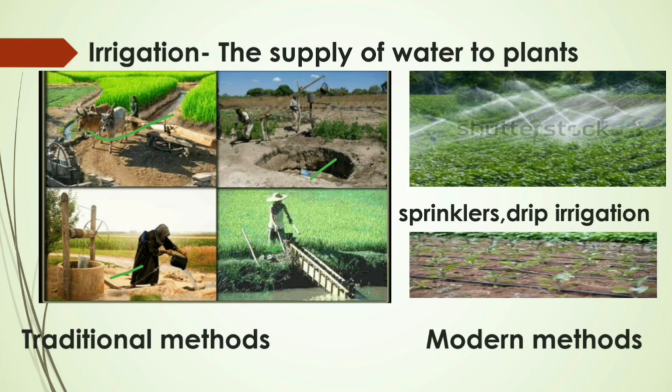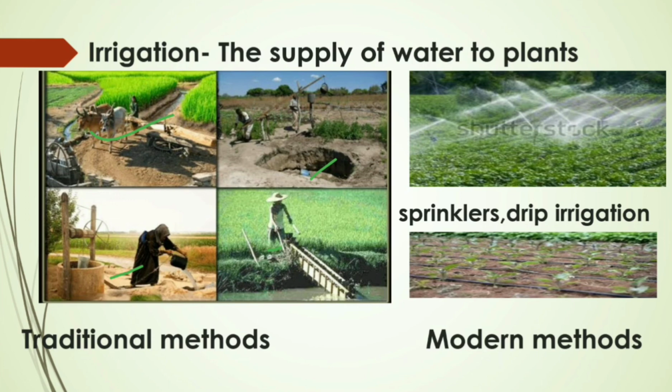So these are the older methods of irrigation, but with the advancement of time, modern irrigation methods have also been used. They are sprinklers and drip irrigation. Sprinkler irrigation is similar to rainfall. It is used in those areas which have uneven land or those having soils with poor water holding capacity.